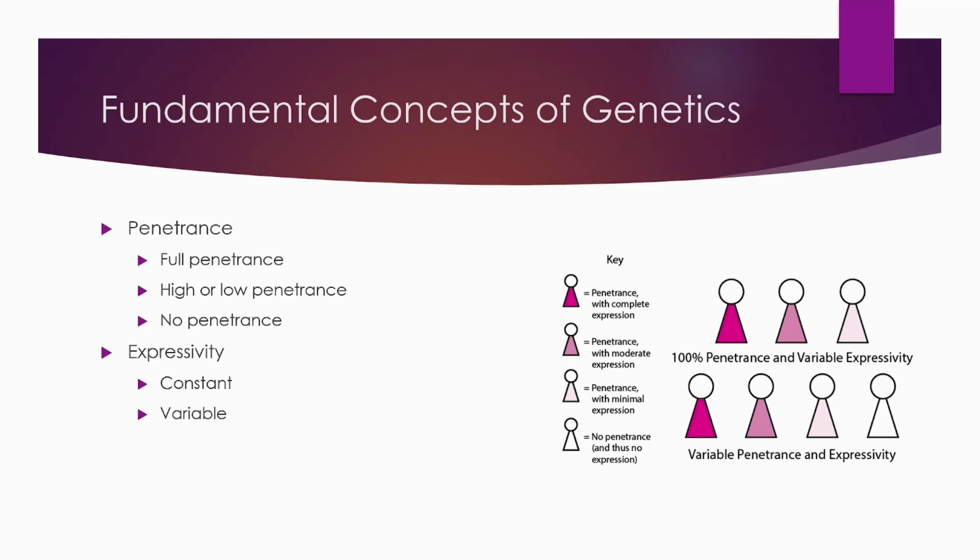Moving on, let's talk about expressivity. This is defined as varying phenotypes despite having identical genotypes. If expressivity is constant, all individuals with the given genotype will express the same phenotype. However, if expressivity is variable, the individuals with the same genotype might have different phenotypes.